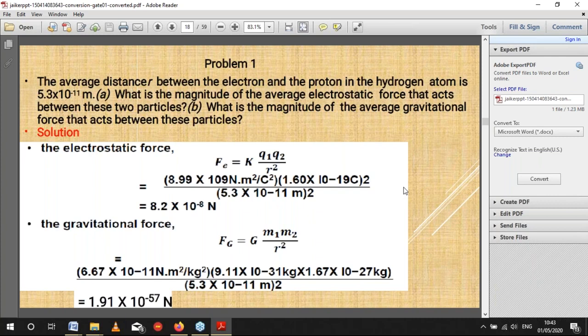If you go to the next slide, you see that F of E, for the nucleus of iron, is equal to k q1 q2 all over r squared. When you put in the values, it will give us 14 Newton.